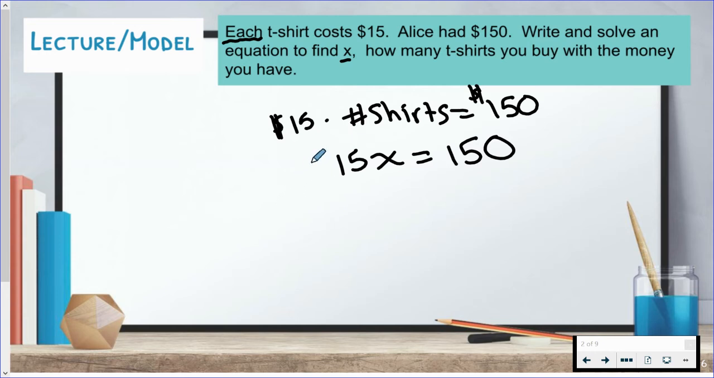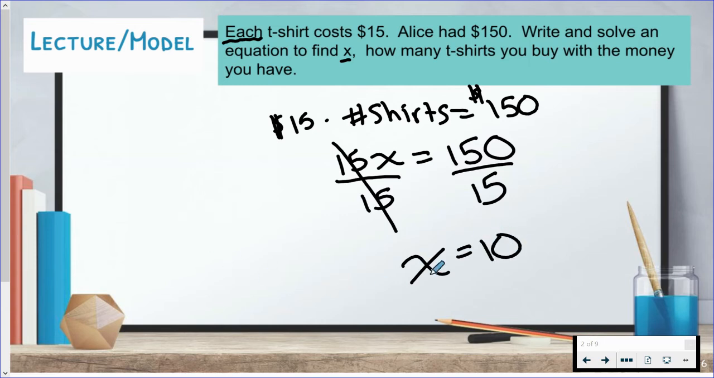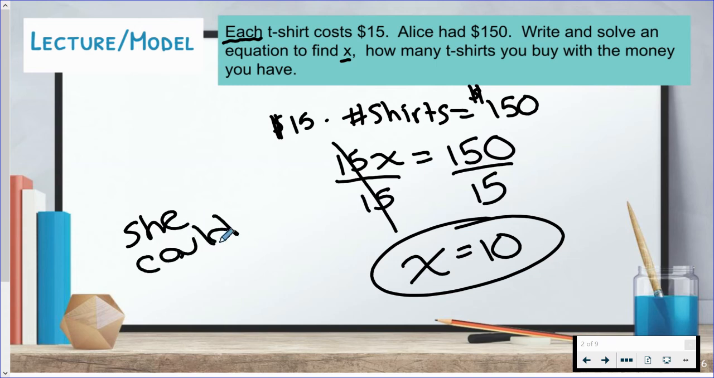Now we need to solve it. As we talked about yesterday, how we undo addition with subtraction and we undo subtraction with addition, multiplication and division work the same way. We are going to undo this multiplication by dividing. So 150 divided by 15 would give you 10. So X would equal 10. If I wanted to answer this with a question, she could buy 10 shirts because $15 times 10 shirts would give you $150. All right, let's keep going.